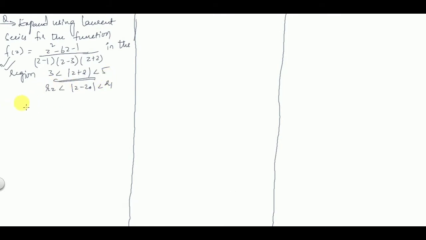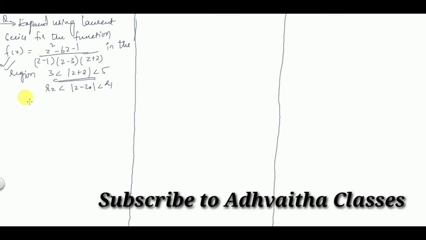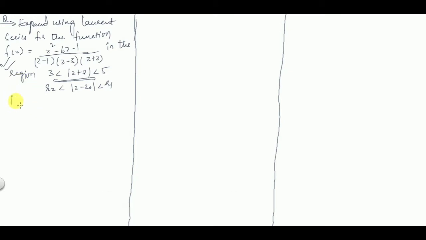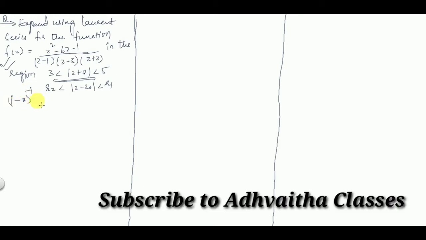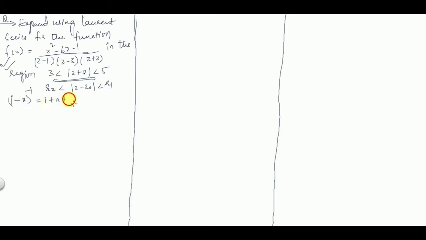So when he has given like this, we know that in order to apply binomial expansion, if you are expanding 1 minus x whole power minus 1, we can write 1 plus x plus x square plus x cube plus so on, that is okay. But for this the condition is mod x is less than 1. This condition must be satisfied. So for this to be satisfied, what are the conditions we have to take?